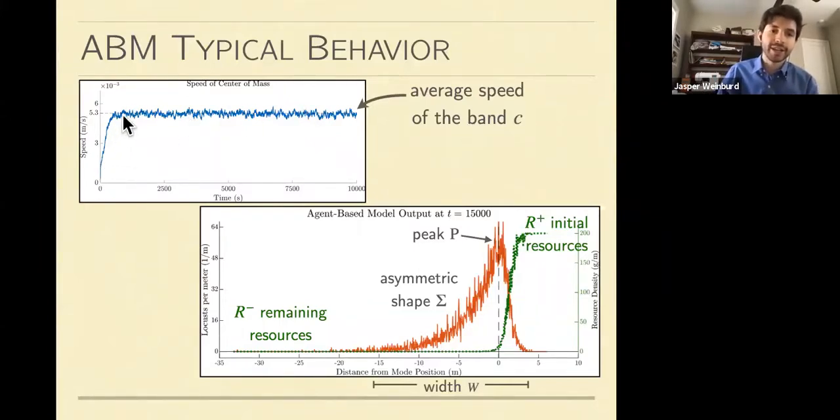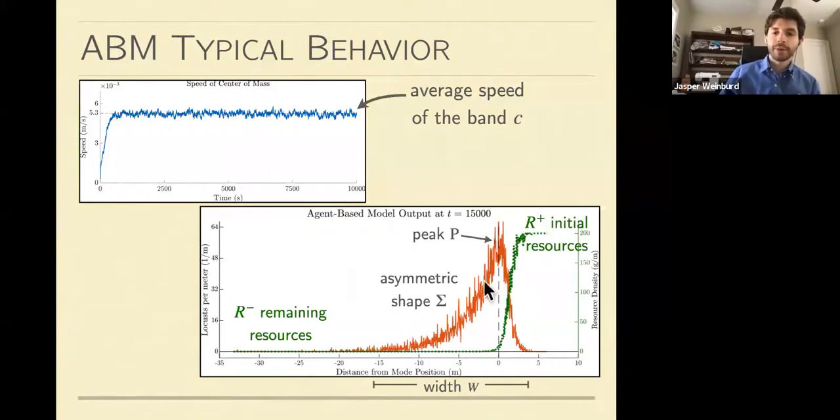One, essentially constant speed after a brief time of evolution. So here you can see our average speed of the center of mass of the band. And then second is this typical profile that evolves and basically remains stationary up to some stochastic variation, just jumping around a little bit.